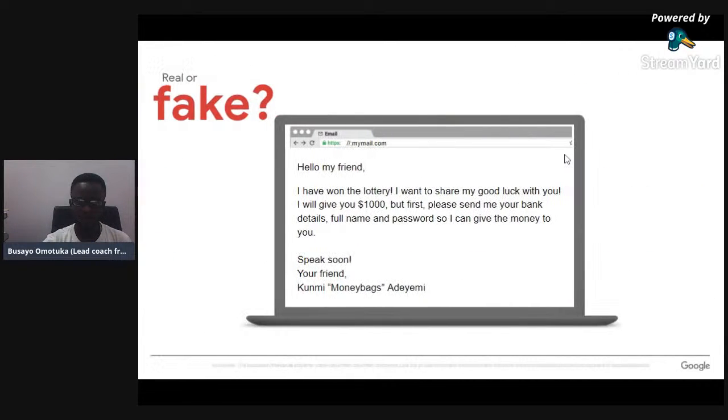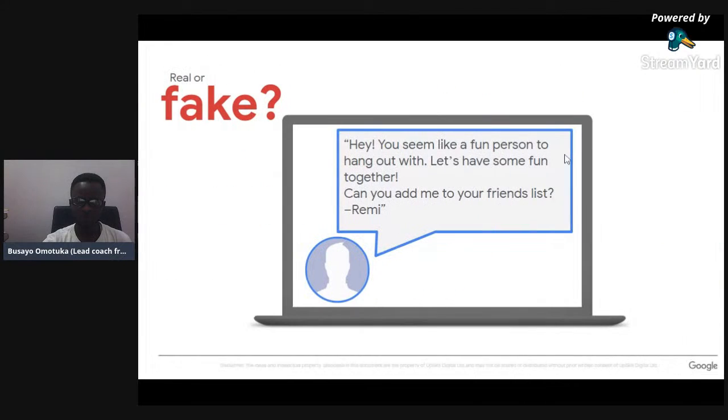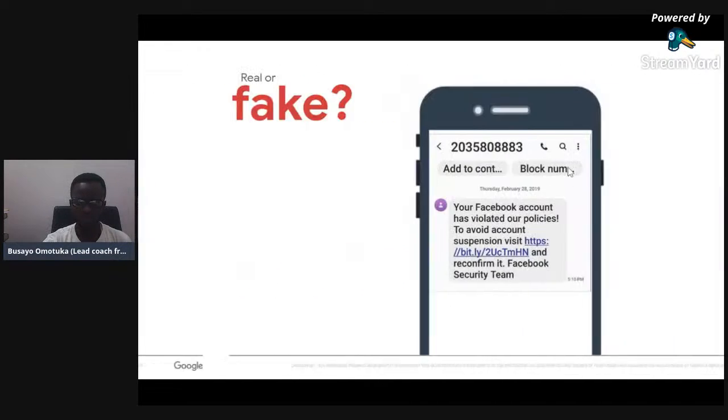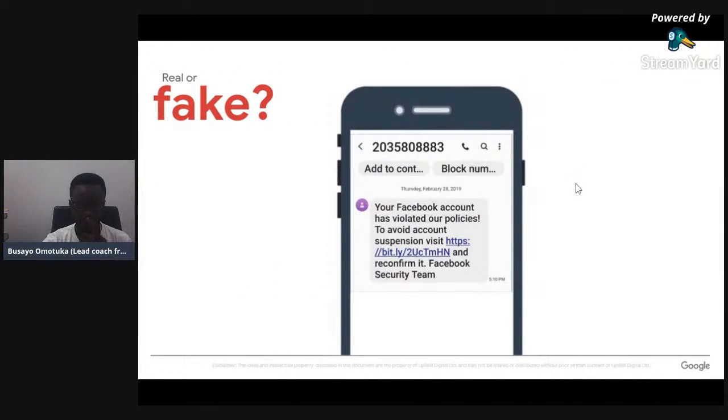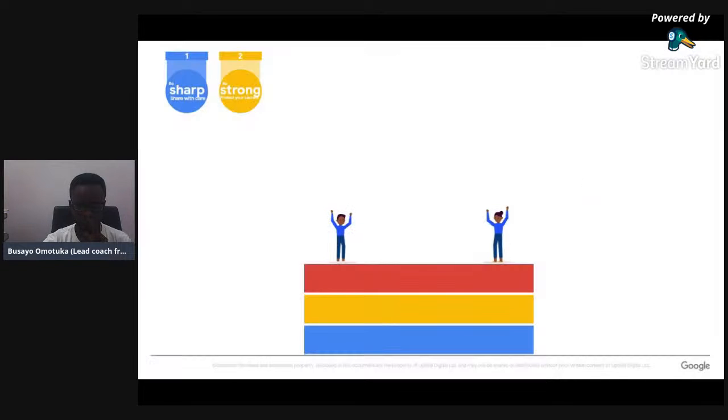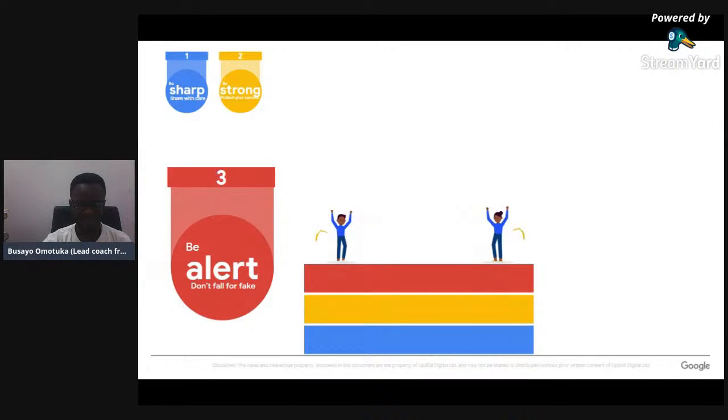So I'm going to go over what we have. They're just a sample of how we can discover if a site is real or fake. Again, congratulations to us. We just concluded another topic on how we can ensure that our students are safe on the internet. So let's see what we have next.